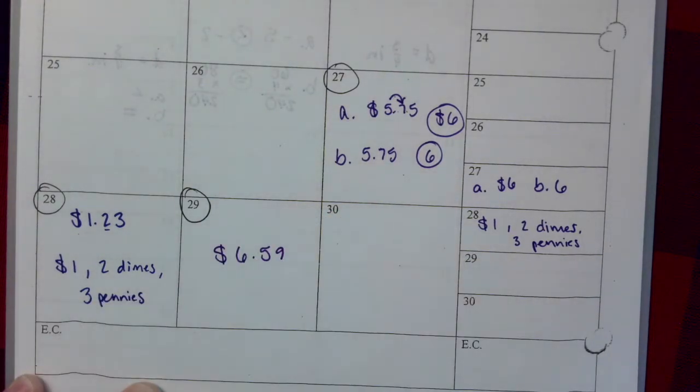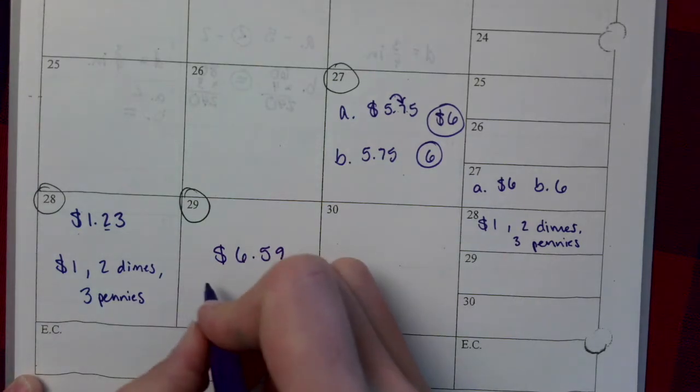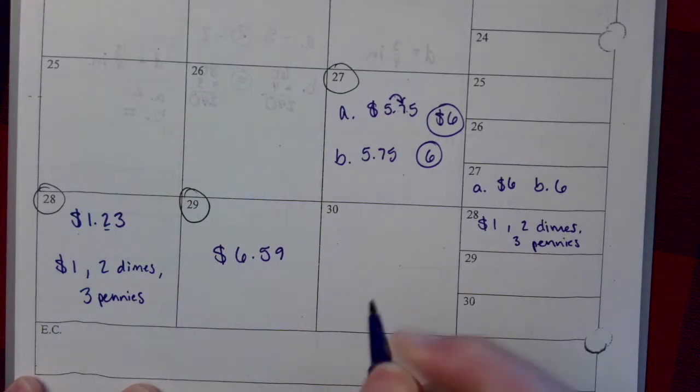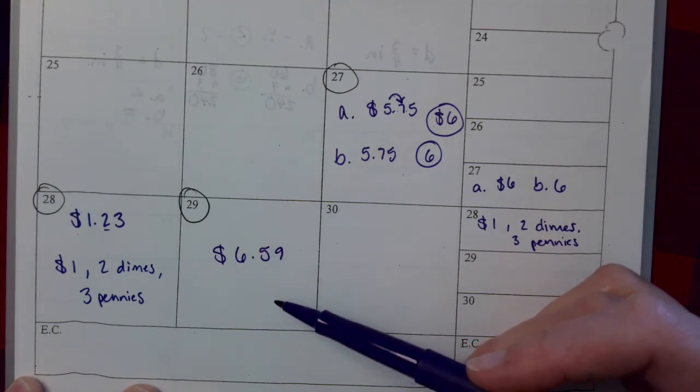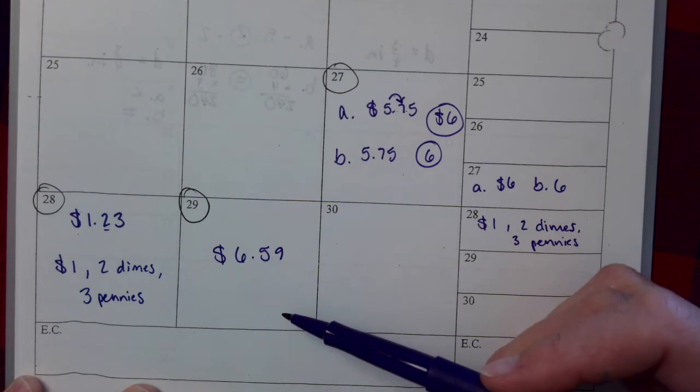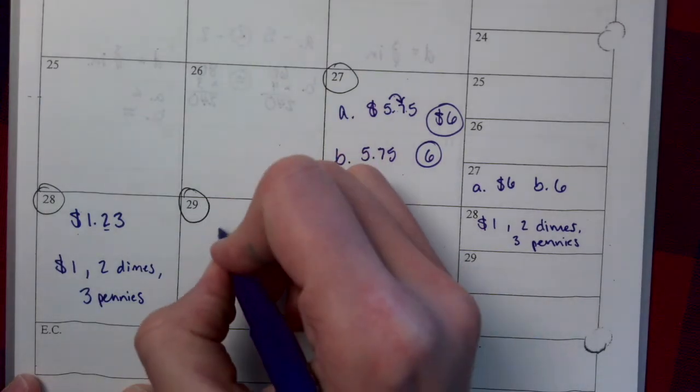29, the price of a notebook was $6.59. When sales tax was added, the total was $7.05. How much was the sales tax? So $6.59 plus the tax is going to equal $7.05. So it's a missing number in addition sentence to find the answer.